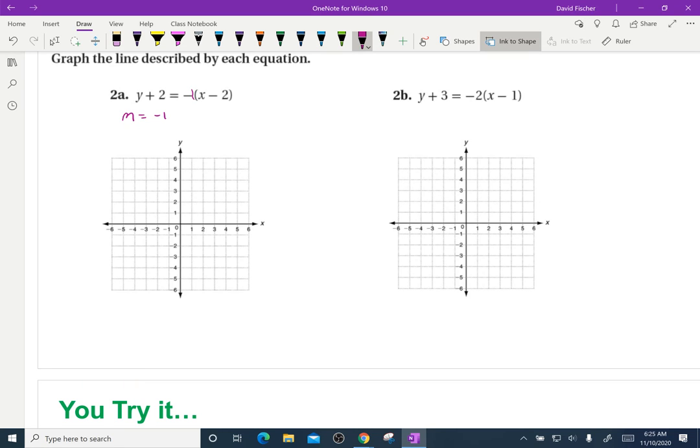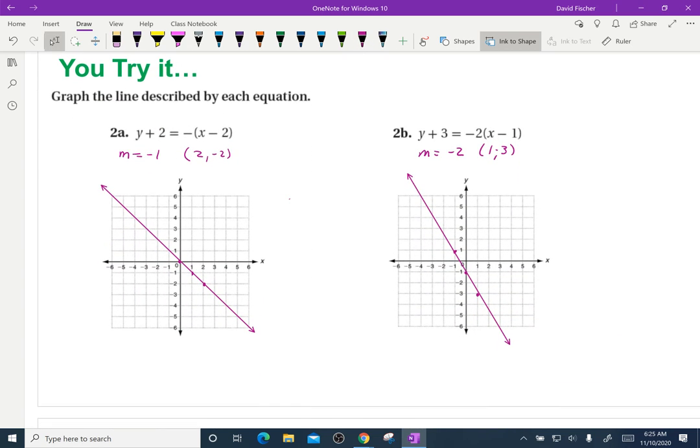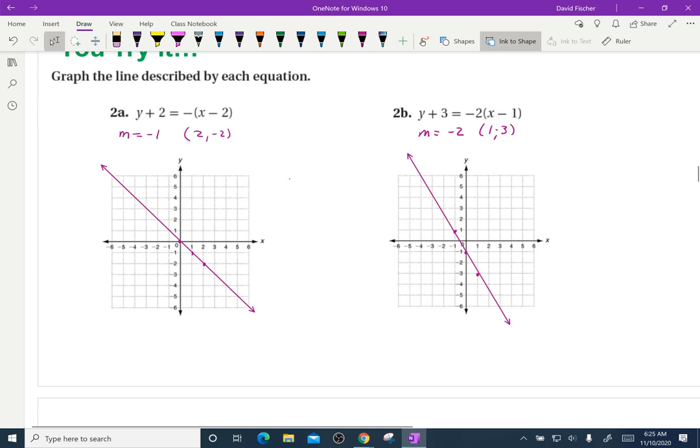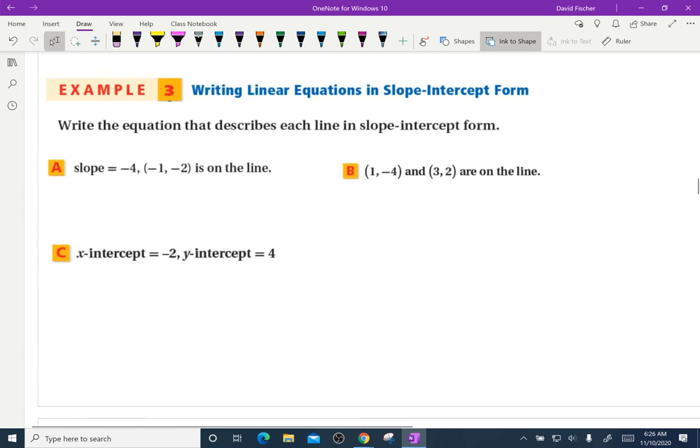Okay? All right, let's see how you did. I got the slope of -1 and a coordinate of 2, -2. And there's my graph. On letter 2b, I got a slope of -2. So that means I'd go up 2, left 1. And I started out at 1, -3. All right? All right. Now, write an equation that describes the line in slope-intercept form.